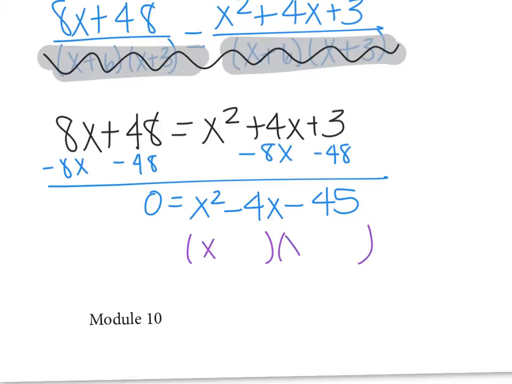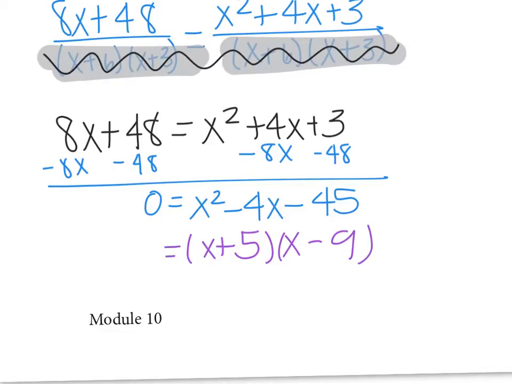So I'm going to have x and x. I need two numbers that when I multiply them, they give me negative 45. That tells me one of them is positive and one of them is negative. And when I add those same two numbers, I get negative 4. So thinking through my factors of negative 45, I'm going to end up with a negative 9 and a positive 5, because negative 9 times 5 is negative 45, and negative 9 plus 5 is negative 4.